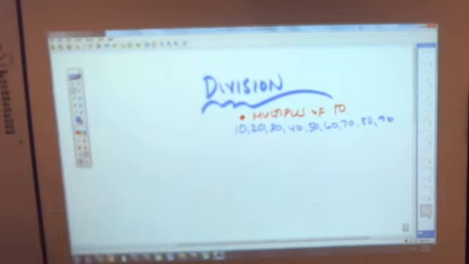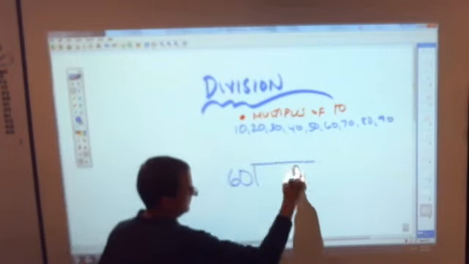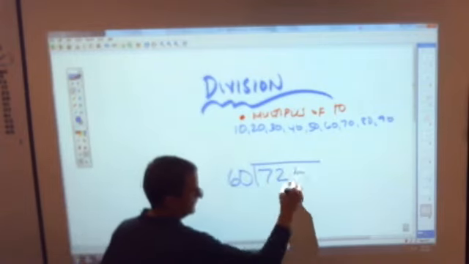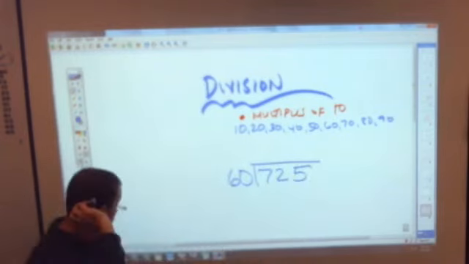Basically, this is your introduction into double-digit division, which can be good, bad, or otherwise. It's the same as single digit, just a touch bit more difficult. Let us look at a problem, like 60 into 725. The algorithm stays the same.